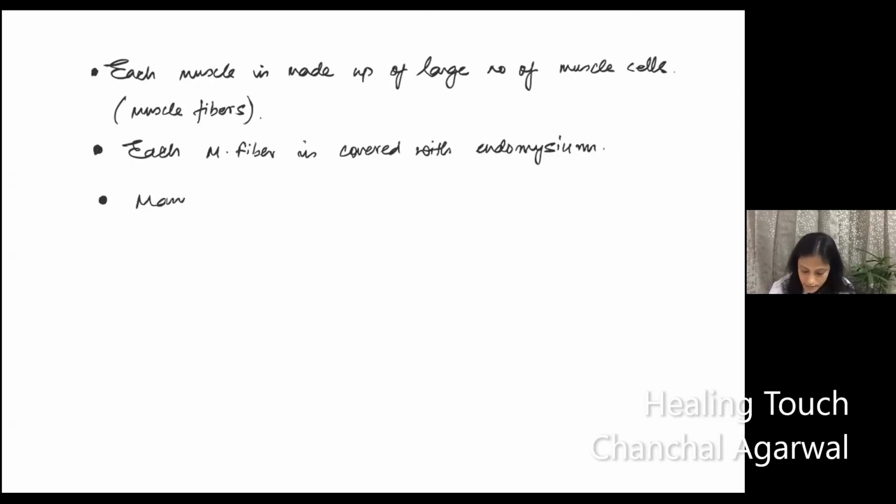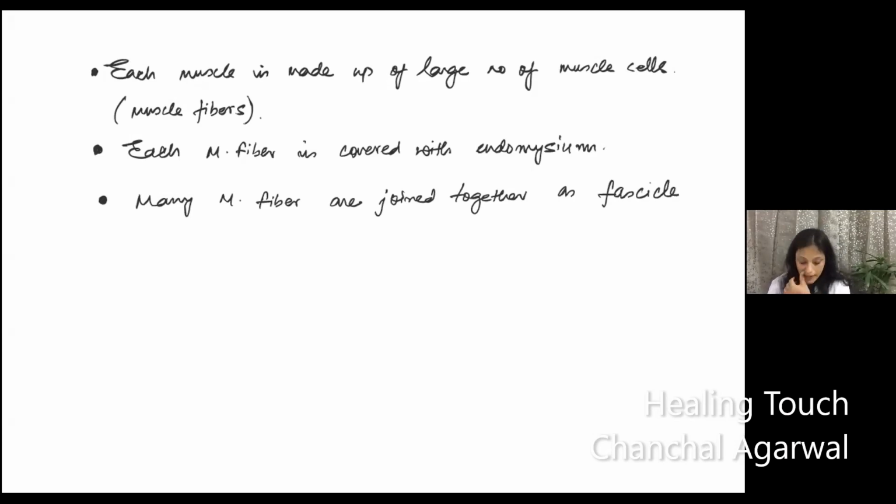Many muscle fibers are joined together as fascicle. F-A-S-C, fascicle, C-L-E, fascicle. Many muscle fibers are joined together as fascicle and are covered by perimysium. It is covered by perimysium.